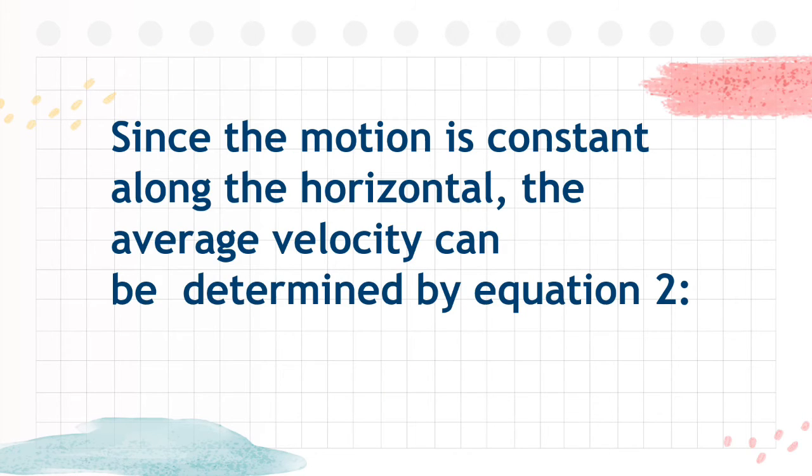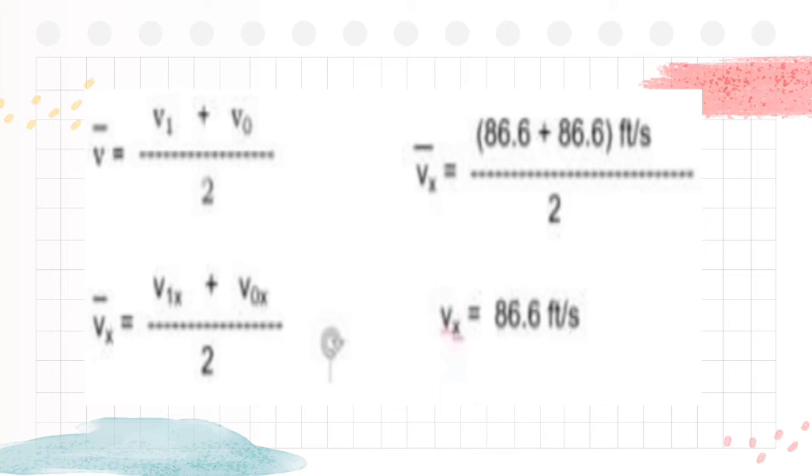Since the motion is constant along the horizontal, the average velocity can be determined by equation number 2. Average velocity is equal to the average of final velocity and initial velocity. So average velocity is equal to final velocity plus initial velocity over 2. Since we already identified our givens, we are just going to substitute them. So average velocity is equal to 86.6 plus 86.6 feet per second over 2. We can now use your calculator to solve for the value of average velocity. So the value of our average velocity is equal to 86.6 feet per second.